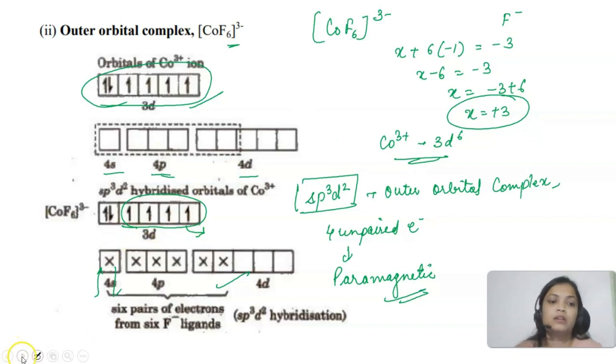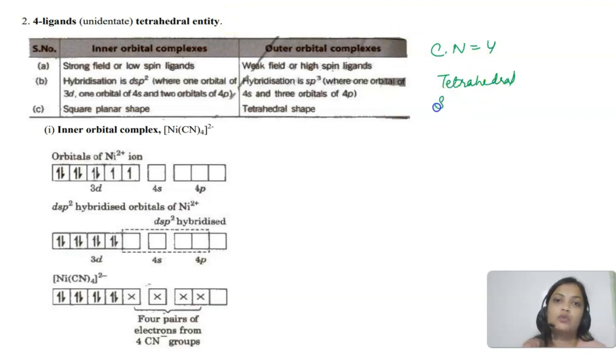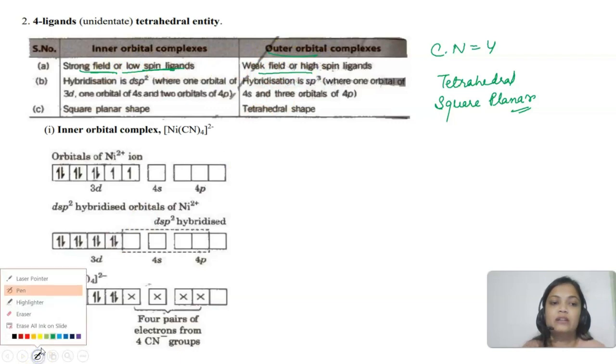Okay. So now let's see the tetrahedral entity, meaning for 4 ligands. If the coordination number is 4, 2 shapes can be there, that is tetrahedral or square planar. Basically here also 2 types of complexes are formed, inner orbital and outer orbital complex. Inner orbital complexes are formed by strong field ligands or low spin ligands, and outer orbital complexes are formed by weak field ligands.